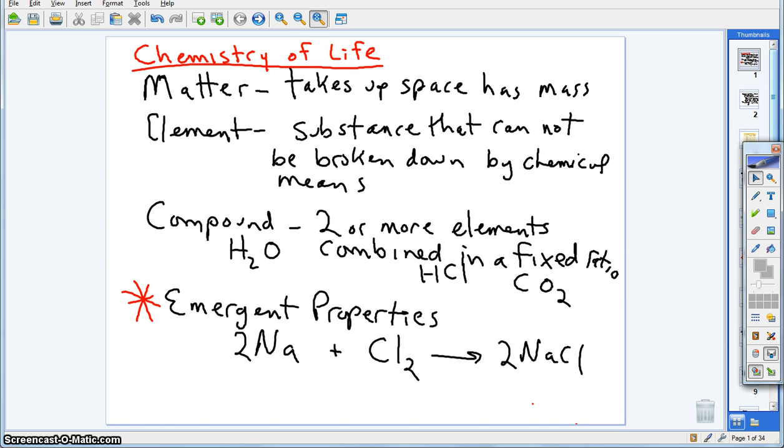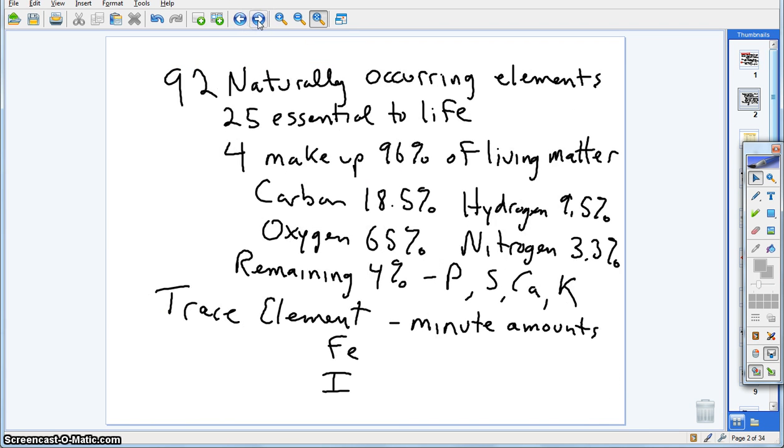Yet when we combine those two, we end up with NaCl, which is vital for life. We need it in order to survive. So that's the idea of emergent properties. We have two things that have very different properties, yet when we combine them together, because of their interactions, because of the bonding that we see, it creates something, NaCl, that is very different.